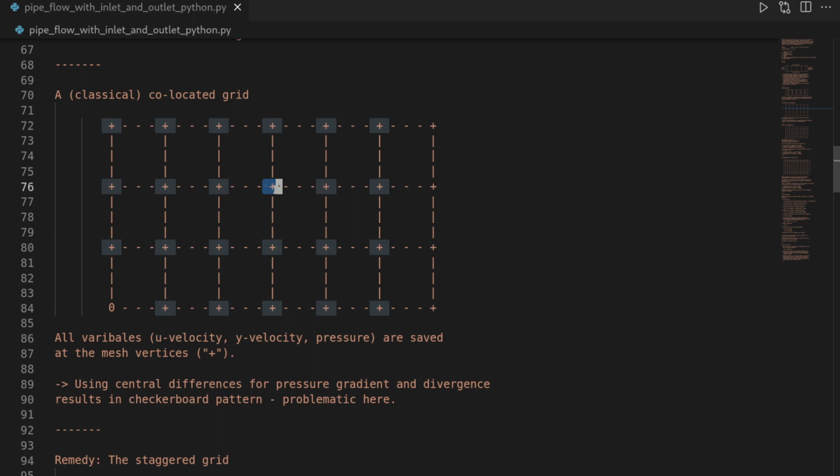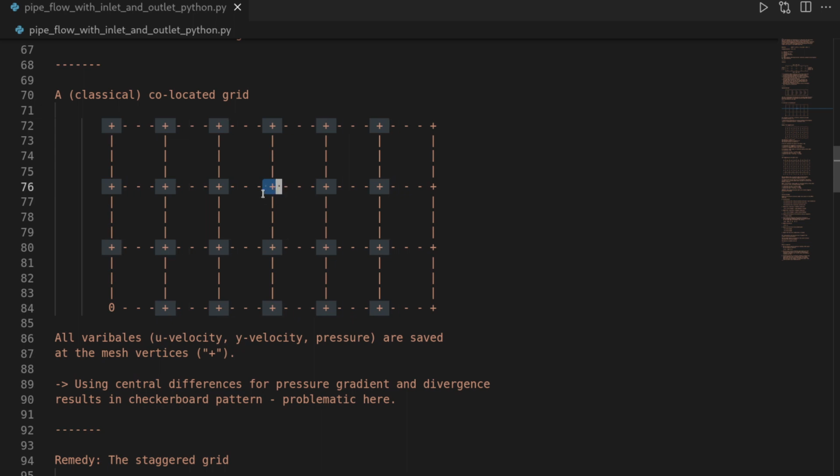And this could then yield a checkerboarding pattern, because for instance, assume here we would have the value 50, and here as well, and here you have the value 100, then alongside this axis, you of course have a gradient, so you of course have a derivative. But our central difference approximation would yield a zero derivative due to the fact that the value itself is excluded.